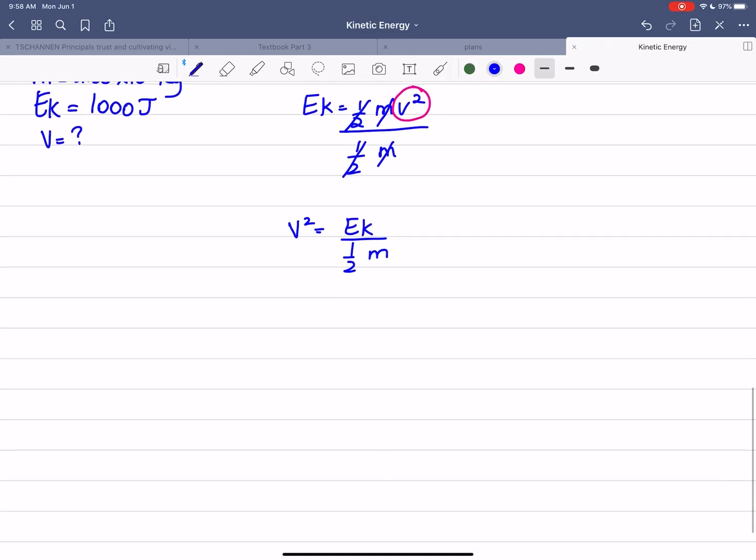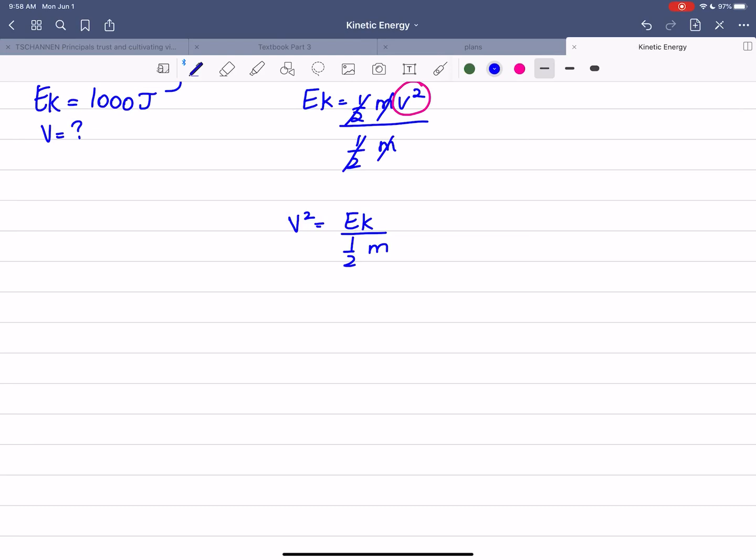But I don't want V squared, I want V. So what is the opposite of a square? It's a square root. So I need to square root that so that this and this cancels, and whatever I do to one side, I have to do to the other. So V is equal to the square root of EK divided by 1/2 and m. When you're putting it in your calculator, do EK divided by 1/2, divide it again by m, use your brackets if you need to, and then do the square root. And so here the answer is 3.2 meters per second.